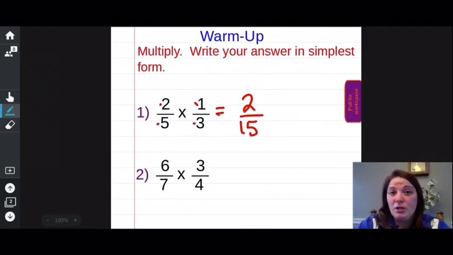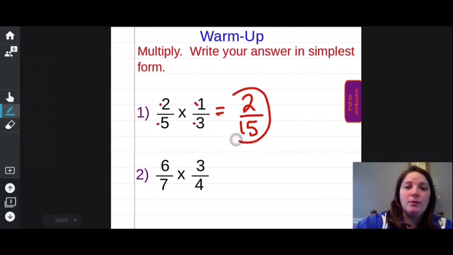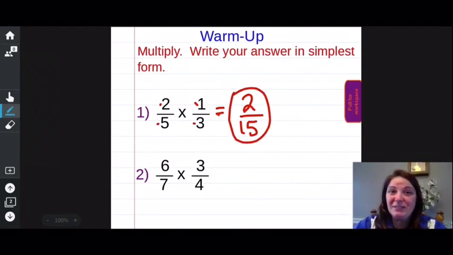Then you have to ask yourself if that can be simplified. Is there a times table, other than 1, that gives you 2 and 15? Nope. So that's in simplest form. Did you get it right? Good job. Let's take a look at number 2.